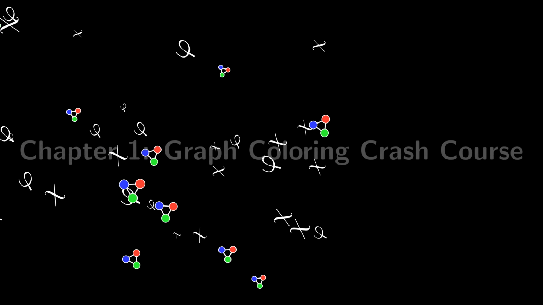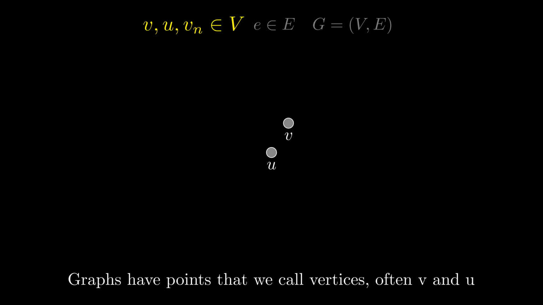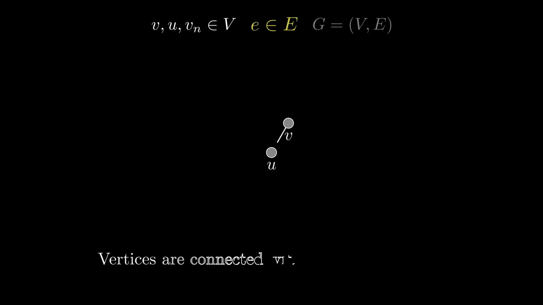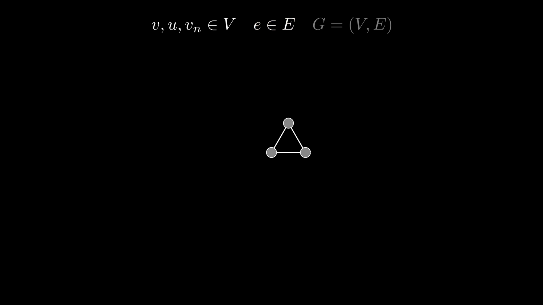Let me give you a quick rundown of graph coloring. Some set theory and a couple select other bits of math would be of help, but I'll try to visualize everything to foster quick understanding. Graphs have points we call vertices, often V and U. Vertices are connected with lines we call edges. We call these vertices adjacent.